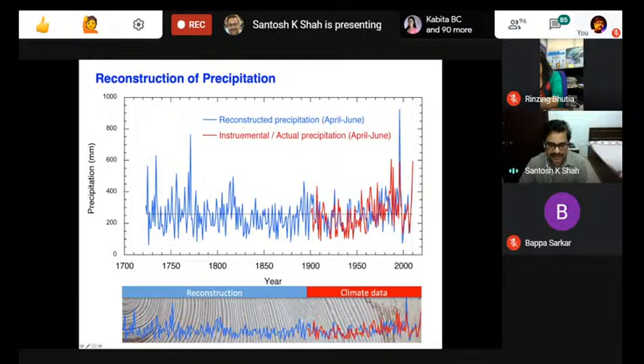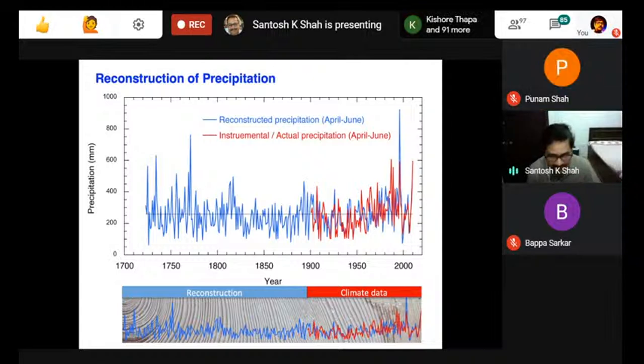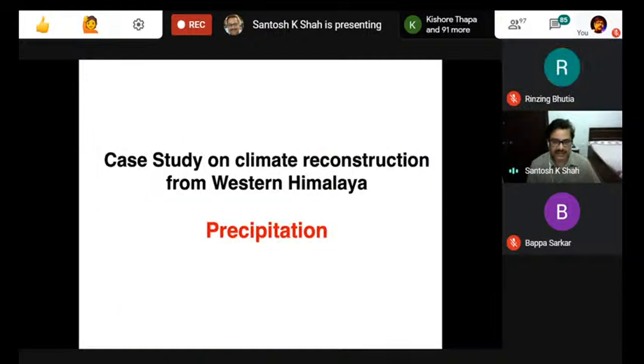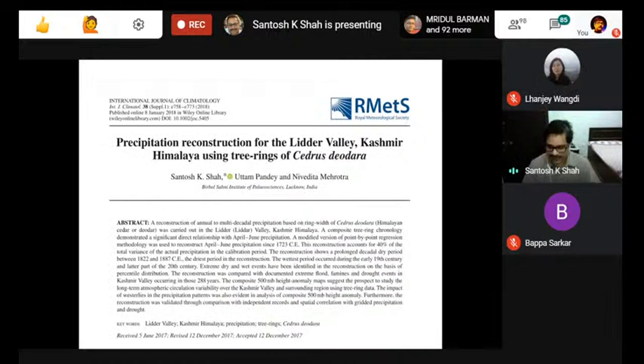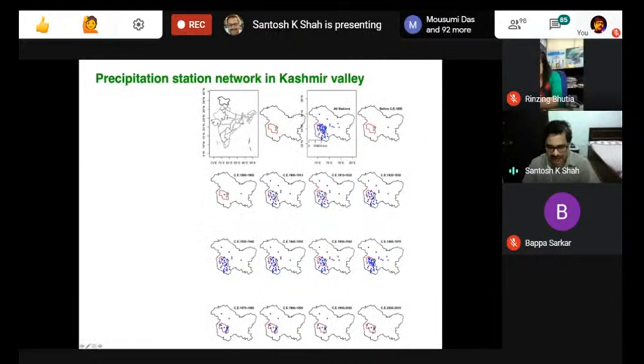Why do we do reconstruction? Because to get a proper climate dynamics of the region, we need longer climate data. Whatever study I have shown was all based on the instrumental record. But if you have a longer climate record, it will represent the climate dynamics of the region much more clearly. I'm presenting shortly a few climate studies, like this one from the Western Himalaya, precipitation. We carried this out in Kashmir Himalaya, where the network of climate stations is decreasing. We have only one station, Srinagar, going back to 1819.